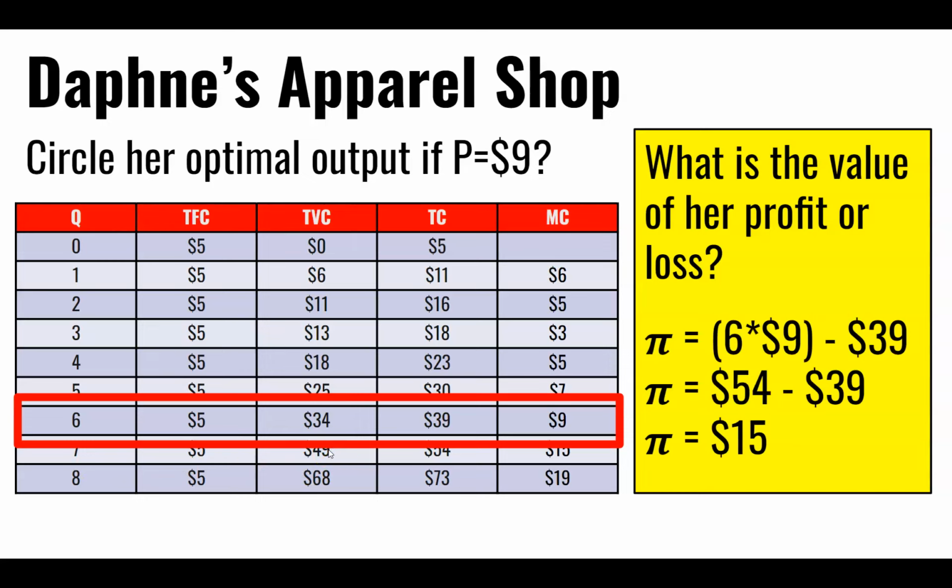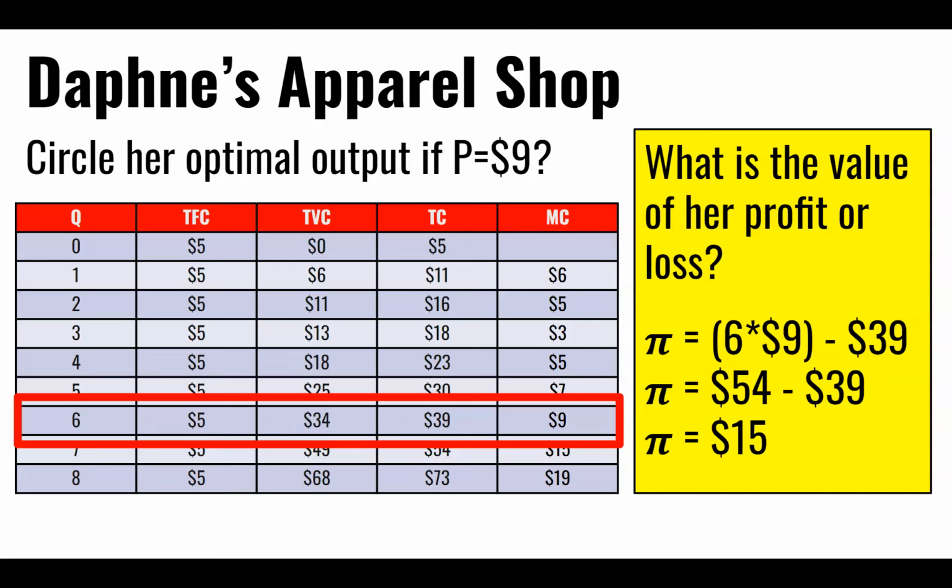If you work through the problem, hopefully you got this answer. We know that marginal revenue equals 9. We calculated marginal cost in that right column. We looked for where marginal revenue equals marginal cost. We saw that that happens at a quantity of 6. So that's the optimal output. So Daphne's producing 6 units, selling them at $9 a piece. So total revenue is $54.